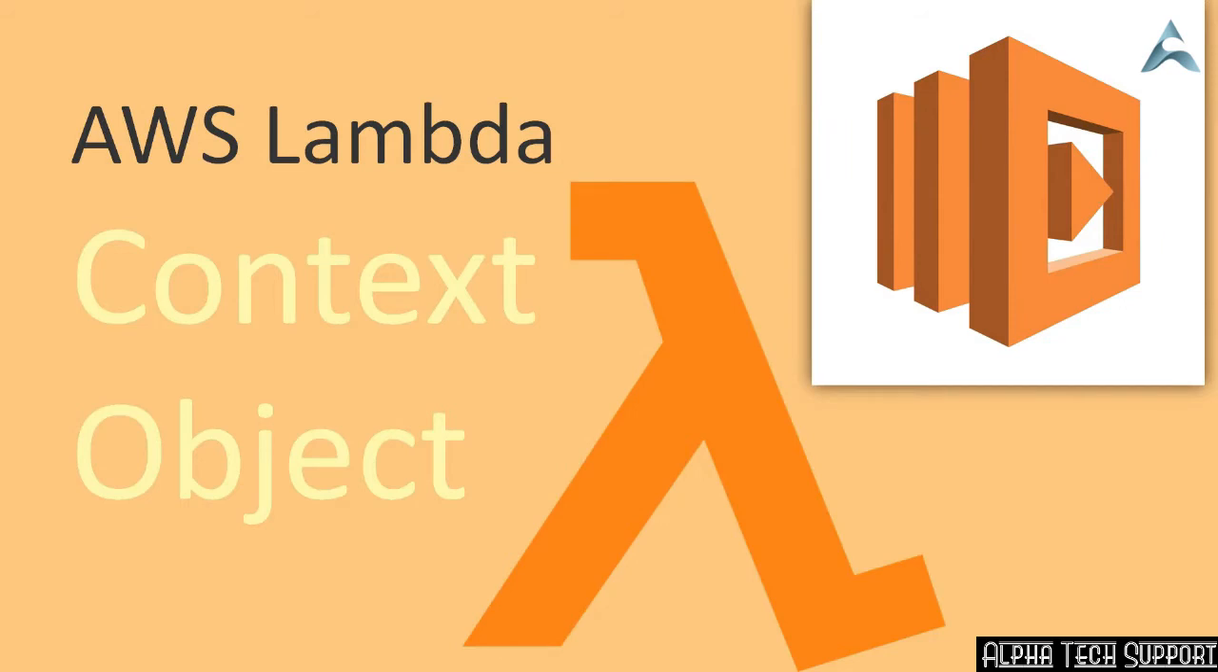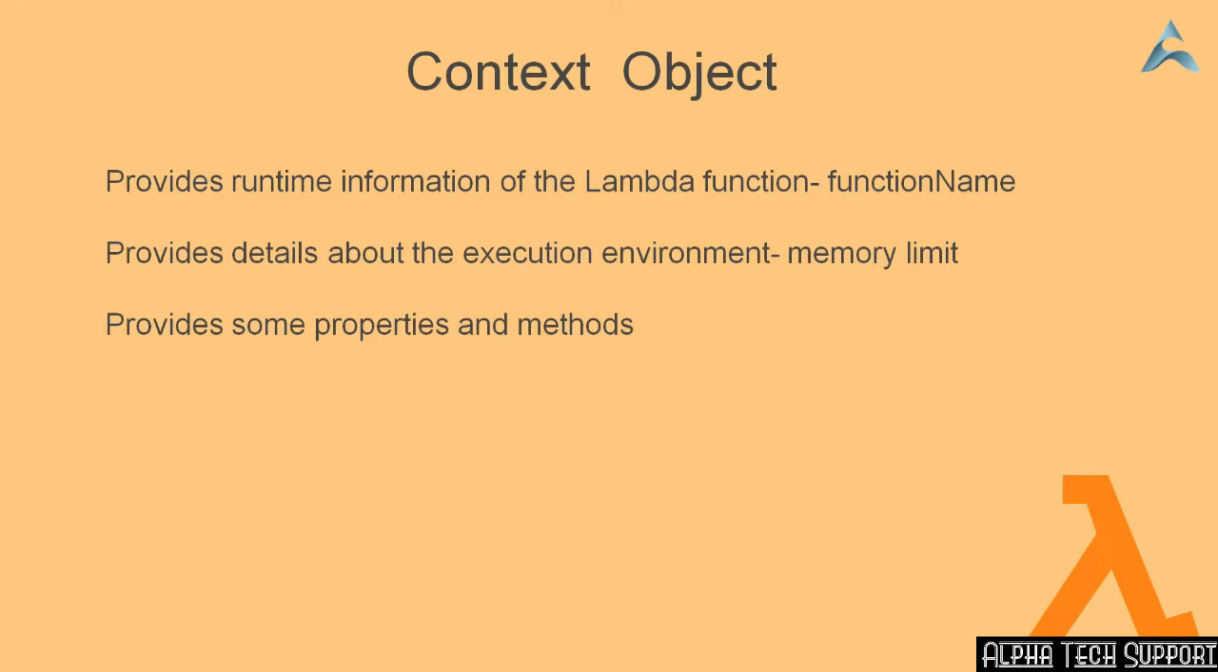We have learned the handler function for AWS Lambda function, and we have also learned the event object. Now we are going to learn in this video about the context object. So what is the context object? It provides runtime information of the Lambda function, like function name, version, and other information. It provides you details about the execution environment as well, like memory limit and other constraints.